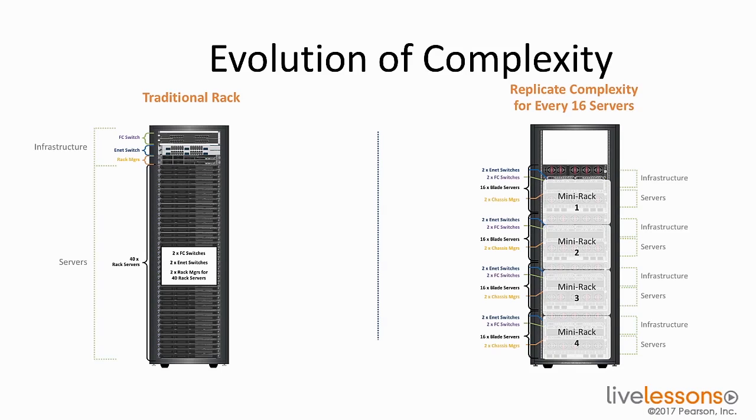The problem is we basically took that same rack architecture and built it into the blade chassis. So now we needed 2 Ethernet switches and 2 Fibre Channel switches for every 16 servers that we plugged into a chassis. And that chassis needed to be managed, so then we had to have additional chassis managers. And we just replicated that over and over again per rack.